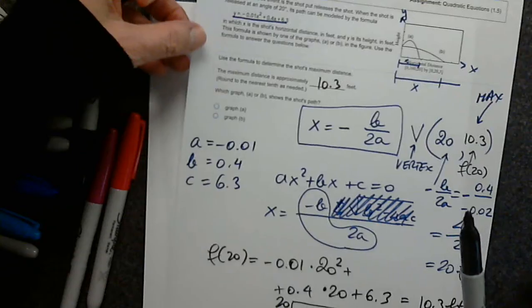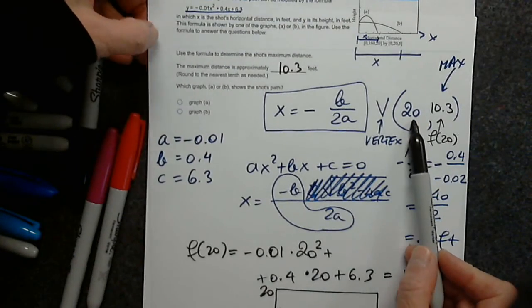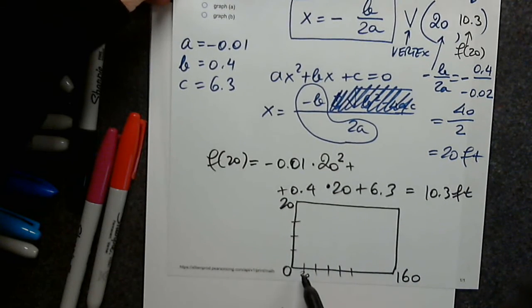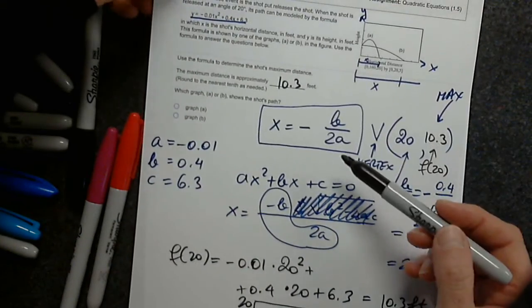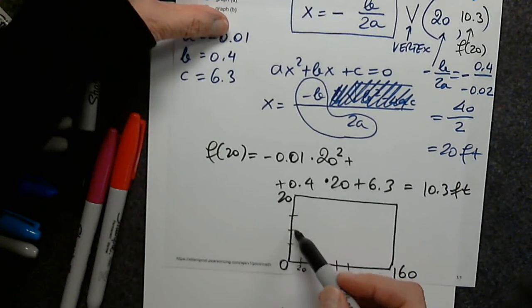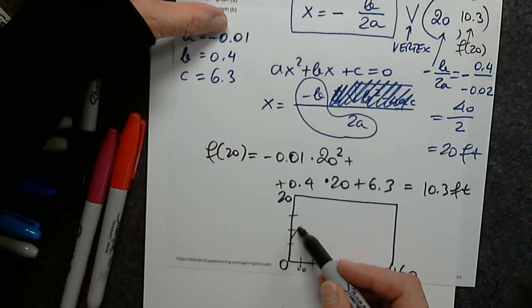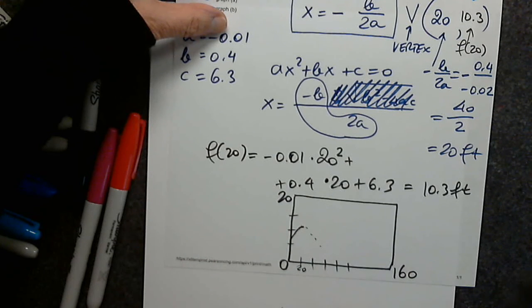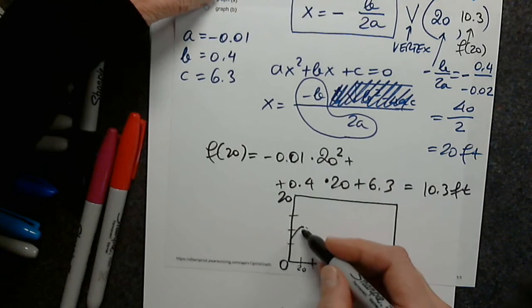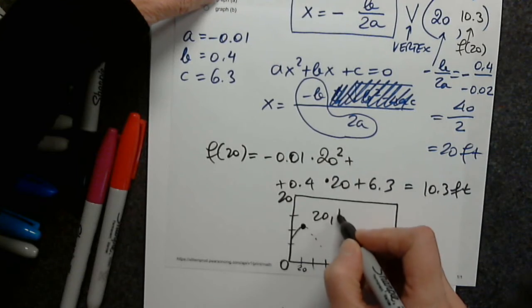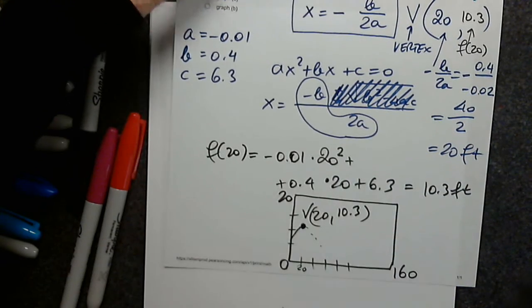So at 20, which is here, the height will be 10.3. So this is 10, so this is 10.3. If that's the case, 6.3 will be here. So this will be the graph. I don't know how far it goes. I didn't calculate. But this is definitely 20, comma 10.3. This is the maximum, 20, comma 10.3, the vertex.